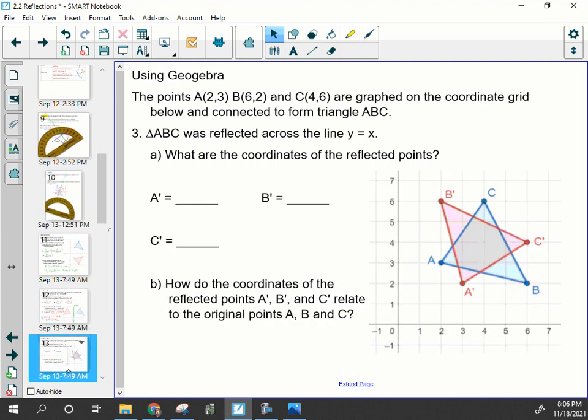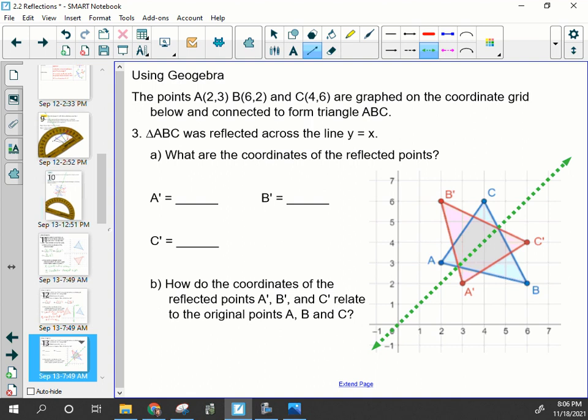Again, I've got the triangle ABC. I now reflected this. I used GeoGebra to reflect this over the line y equals x, which I just graphed there in the green line I just drew in. That's the line y equals x. How do the coordinates compare?